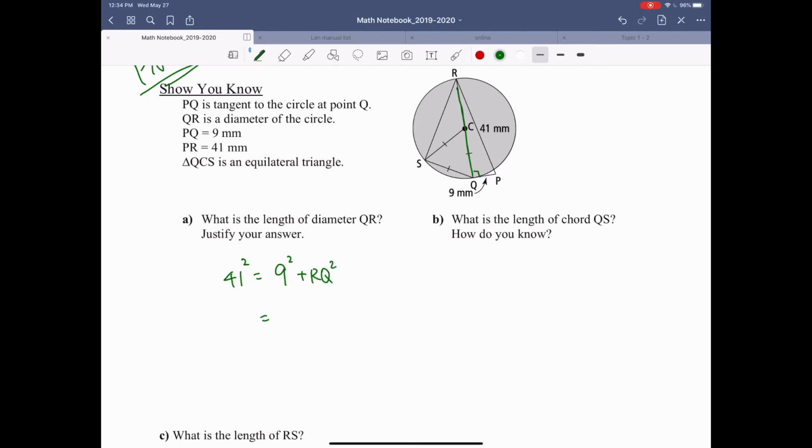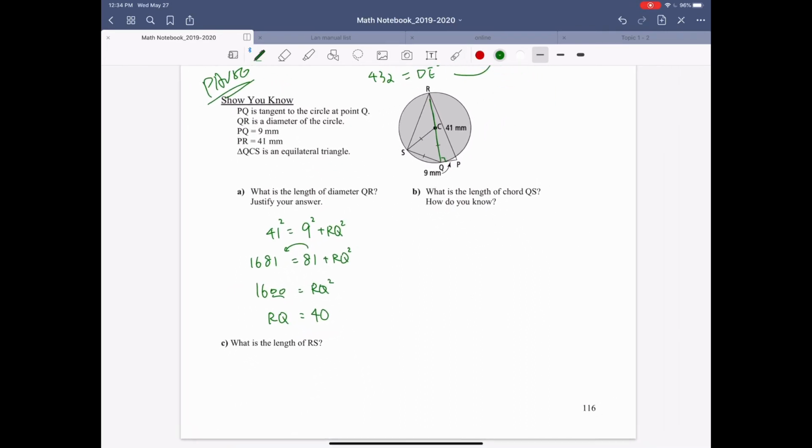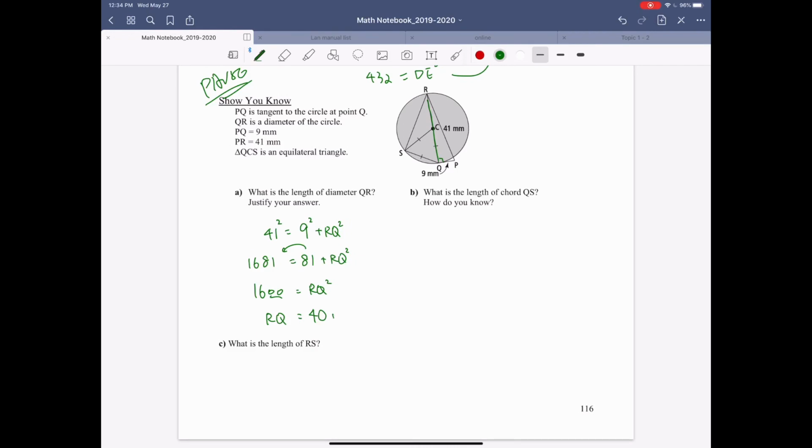41 times 41, 1681, and this is 81 plus RQ squared. Okay, so we move over to the other side, change it to a minus. It will be like that, because 81 minus 81 here turns to a 0, so QR squared. QR therefore equals 40. All right, so what is the unit?